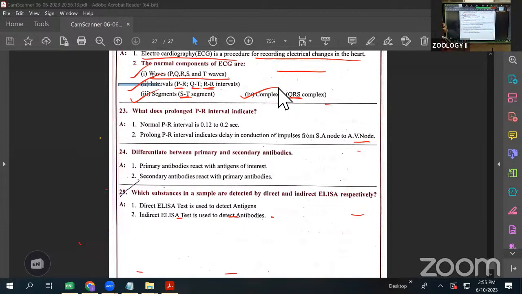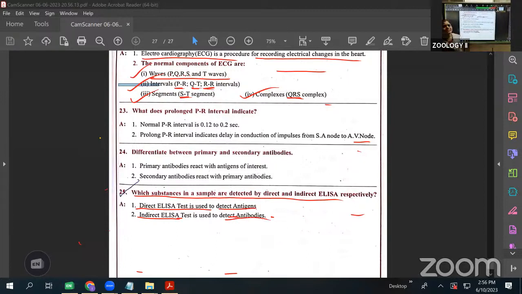Clear? Next, the last one: which substance is a sample for detecting in direct and indirect ELISA? Direct ELISA is used to detect antigens. For detecting antigens we use direct ELISA, and indirect ELISA is used for detecting antibodies. With this, we finish the VSQs.